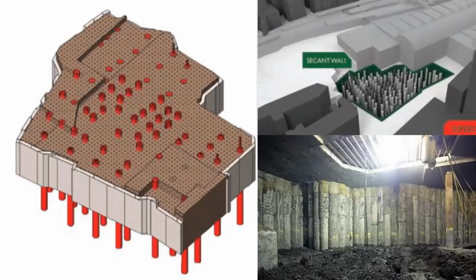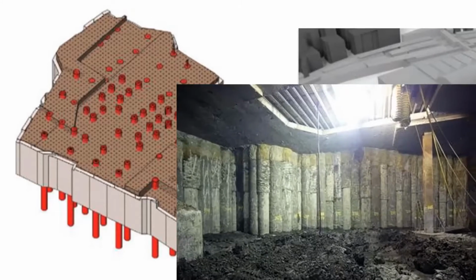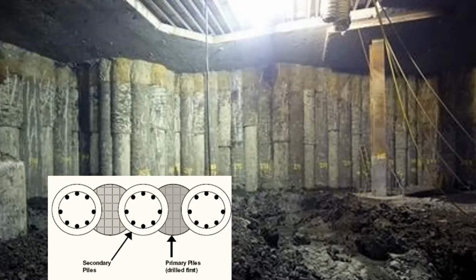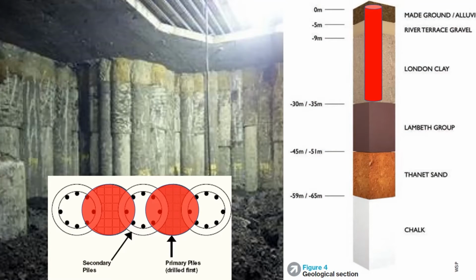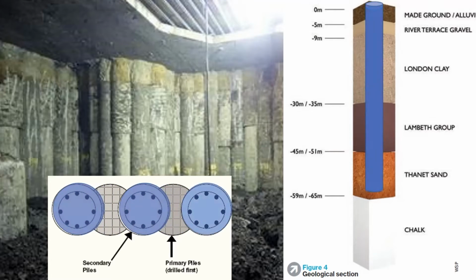To prevent change of the soil, the Shard construction team used a secant pile wall to cut off the vein of groundwater and prevent movement of the soil. It consists of primary piles and secondary piles. Primary piles formed a cutoff to the groundwater in the London clay, and secondary piles have 53-meter depth, bearing in Thanet sands, which have more strength and safety compared to London clay.